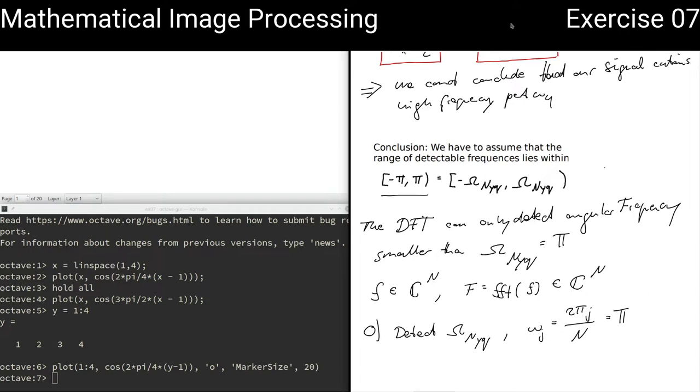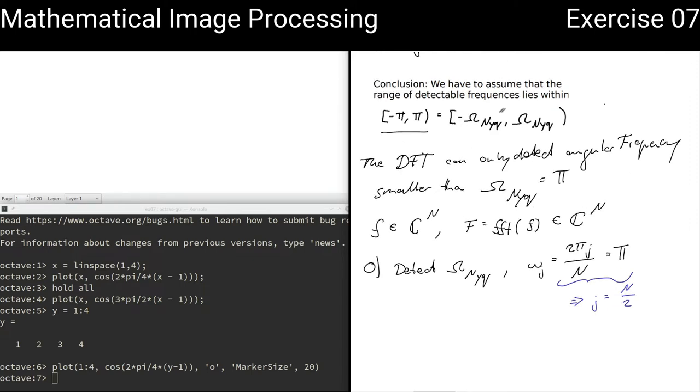So this is an easy equation. I can just resolve it or rearrange terms in order to see that it's precisely at the index n over 2. So if I am at the frequency omega j for n over 2, I have found my critical frequency. This is just in order to know which parts of the signal I need to look at.